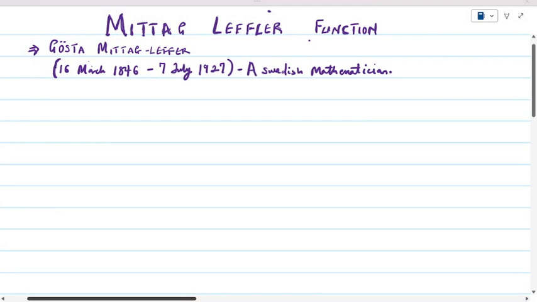So today we'll be checking Mittag-Leffler functions. These functions were founded by Gösta Mittag-Leffler, a Swedish mathematician who lived from 1846 to 1927.